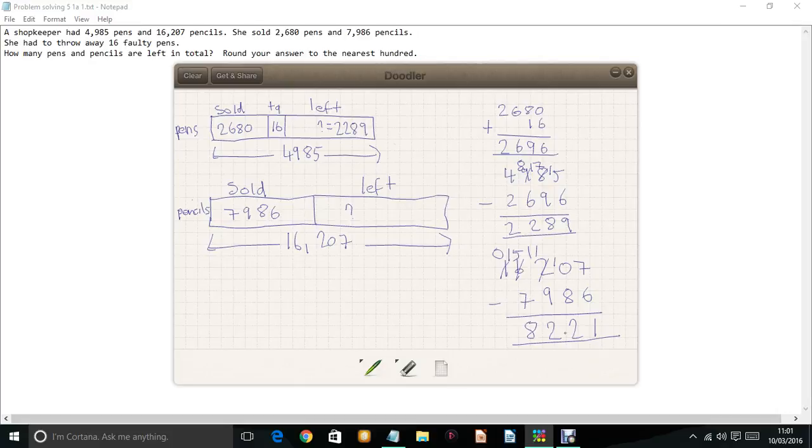Which gives us 8,221. What is that? That's this bit here. 8,221. That's how many pencils were left. Okay, what are we asked? We're asked how many pens and pencils are left in total. So I need to add these two together to find out how many pens and pencils are left in total. So that's 2,289 add 8,221. It's an addition.